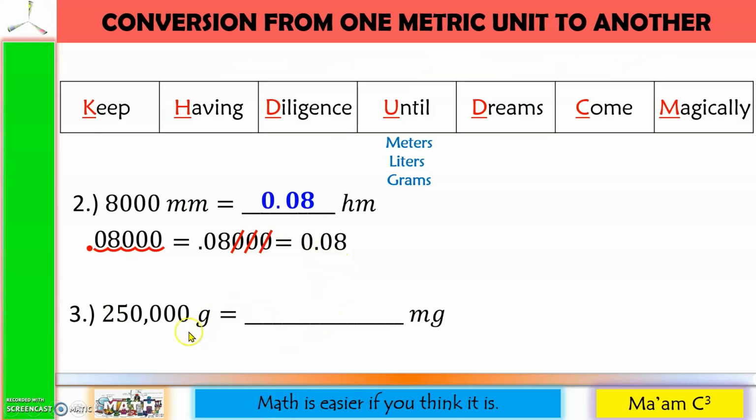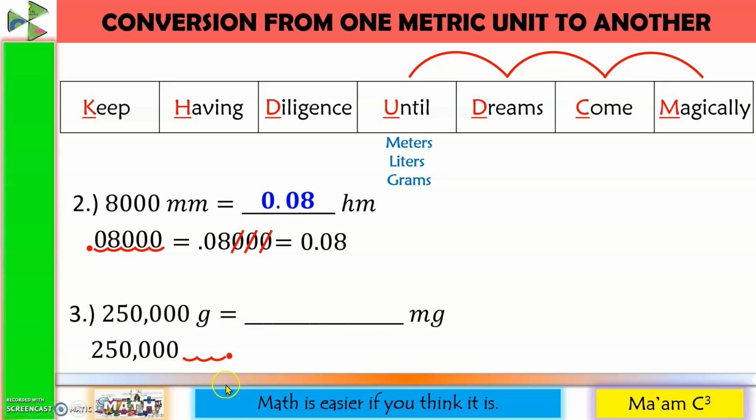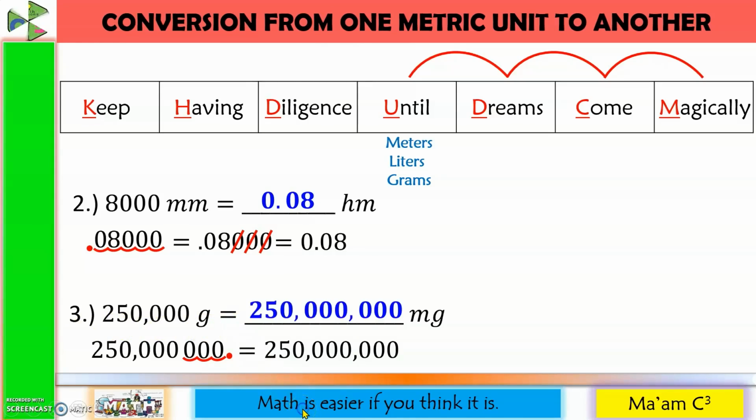Let's have another one. This time, a unit of mass. So from 250,000 grams, that is until, to how many milligrams? So here, magically. So let us count the number of steps from until to magically. 1, 2, 3. 3 steps going to the right. Let's copy 250,000. The decimal point is in here. 3 steps going to the right. 1, 2, 3. Let us fill up these spaces with zeros. So this is equal to 250 million. So 250,000 grams is equal to 250 million milligrams.